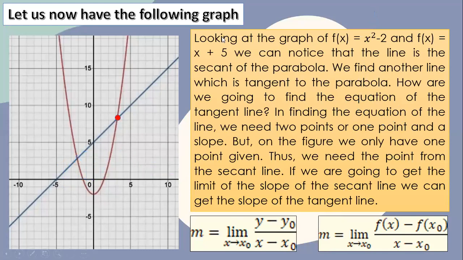So first, let's have this. Okay? So we have the graph f of x is equal to x squared minus 2. So that parabola, okay, so is f of x is equal to x squared minus 2.